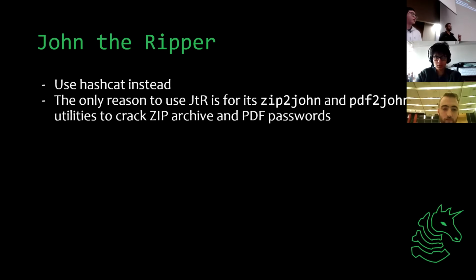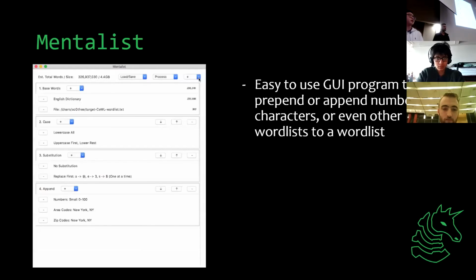Be careful, by the way. The format that PDF to John and zip to John use are specifically made for John. So if you want to use the hashes that come out of there with Hashcat, there's certain modifications you have to do. You can look those up. They're pretty simple. I mean, it's a hash at the end of the day. So some small changes in some cases.